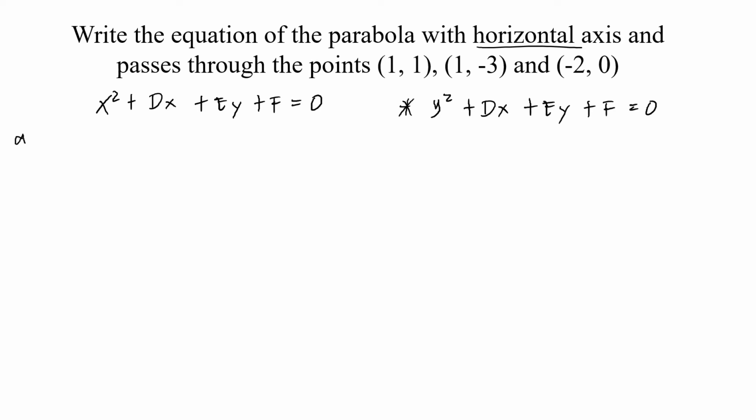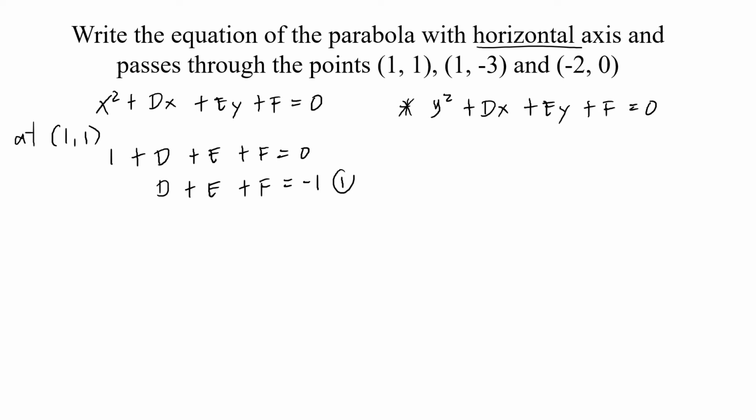Let us start at point (1, 1). So x equals 1 and y is equal to 1. So we have 1 squared plus d times 1, that will be d, plus e times 1, that will be e, plus f equals 0. So we have d plus e plus f equals negative 1. Let this be our equation 1.